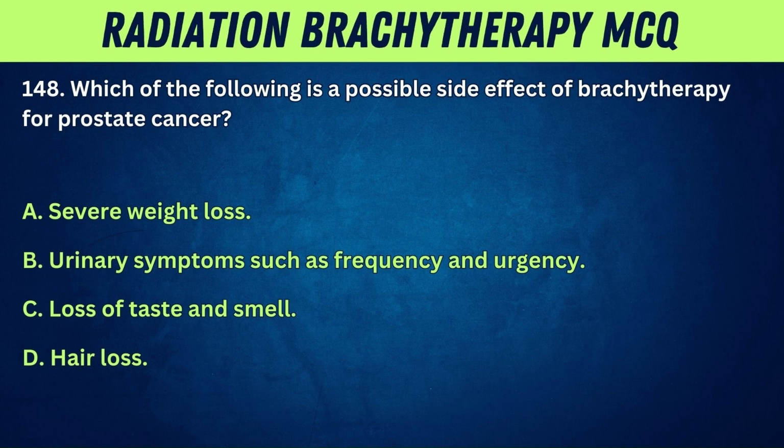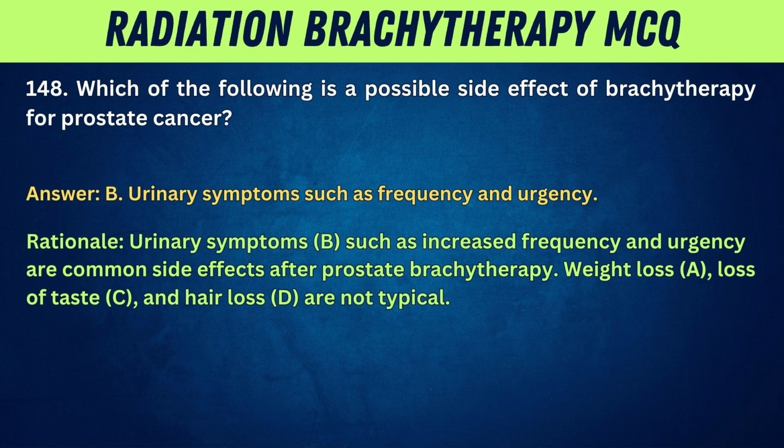148. Which of the following is a possible side effect of brachytherapy for prostate cancer? A. Severe weight loss. B. Urinary symptoms such as frequency and urgency. C. Loss of taste and smell. D. Hair loss. Answer: B. Urinary symptoms such as frequency and urgency. Rationale: urinary symptoms, B, such as increased frequency and urgency, are common side effects after prostate brachytherapy. Weight loss, A, loss of taste, C, and hair loss, D, are not typical.